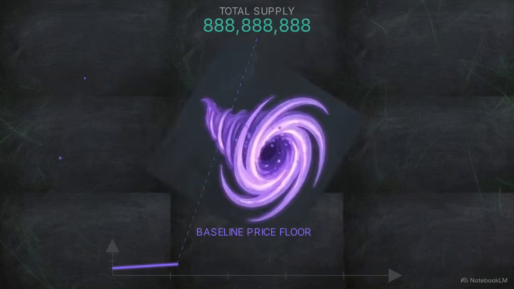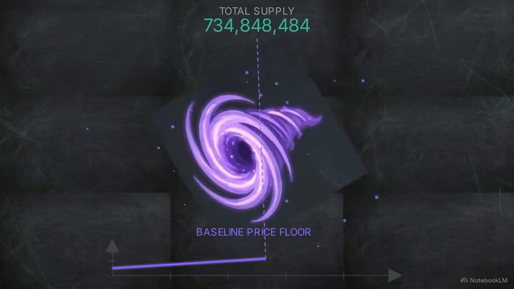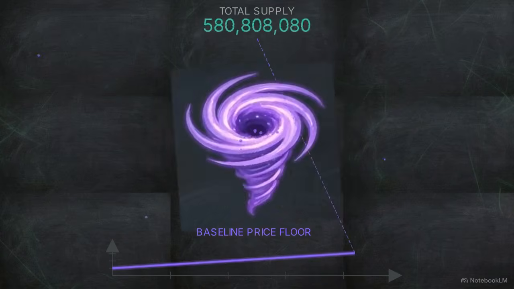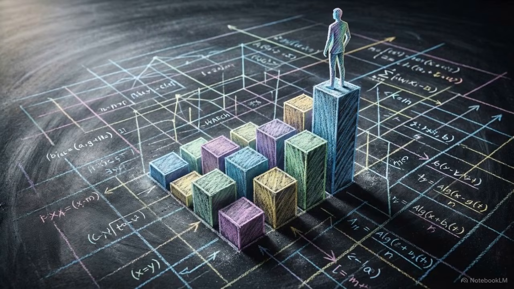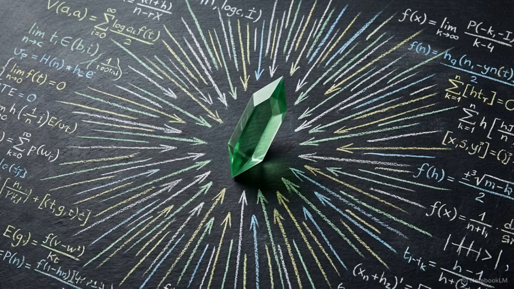This shrinking supply creates upward pressure on the baseline price floor as the remaining coins become more scarce. This ensures that the success of the platform is mathematically linked to the value held by every user. As the network grows, the math concentrates the value for every token holder.